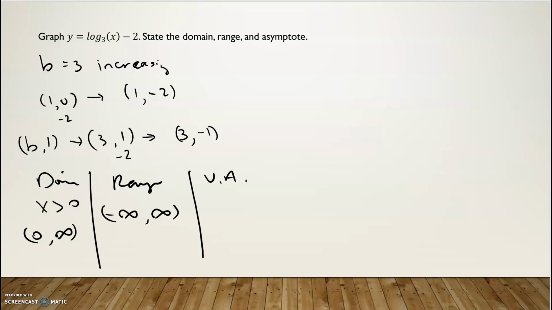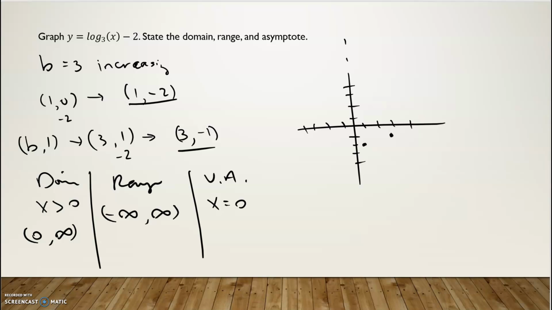And our vertical asymptote is x is equal to 0 because we have not shifted to the left or to the right. Okay, I'm going to go out to 4. 1, 2, 3, 4. Plot these 2 points. So 1, -2. So here. 3, -1. And here. Here's our vertical asymptote at x is equal to 0. And we are increasing, so it should look something like this.